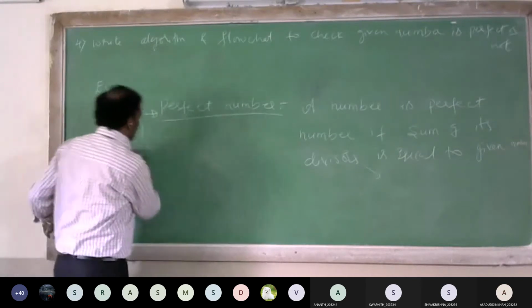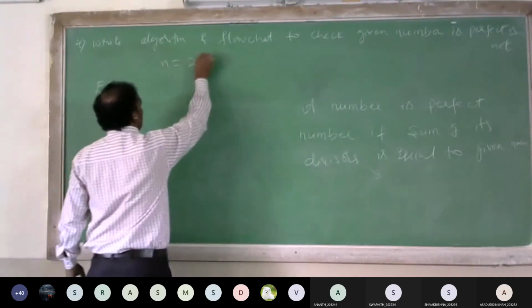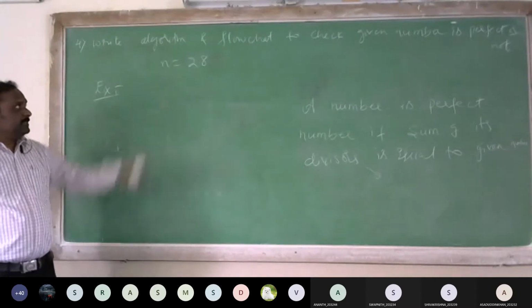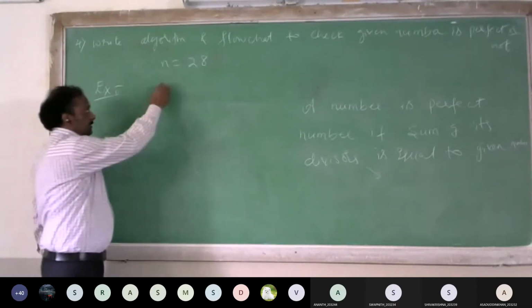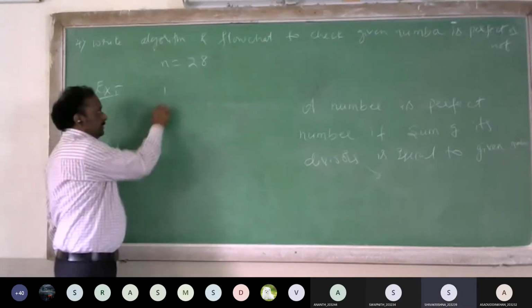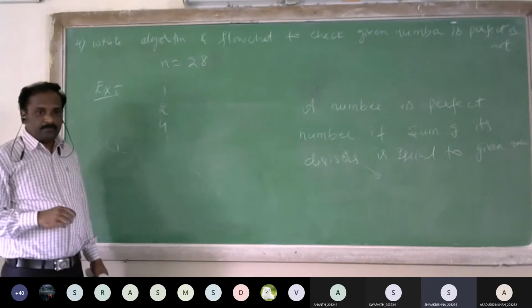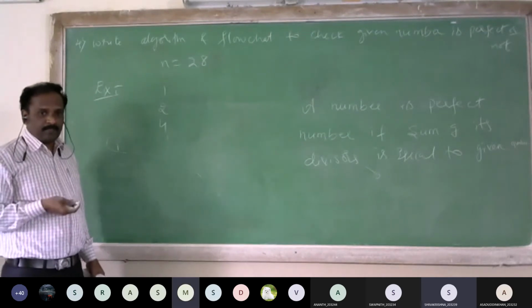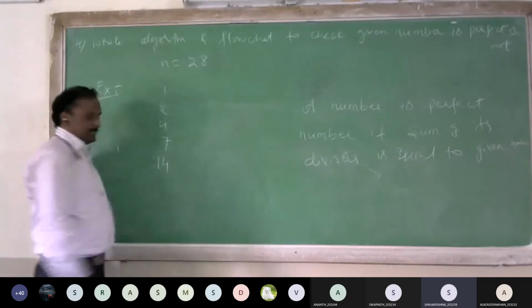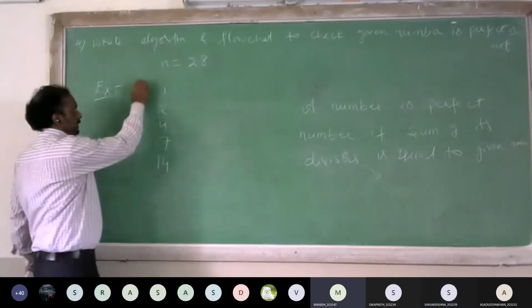Now we shall take another example. Say that n is equal to 28. So what are the divisors of 28? Anybody? 1, 2, 4, 7, 14. These are the divisors of n.